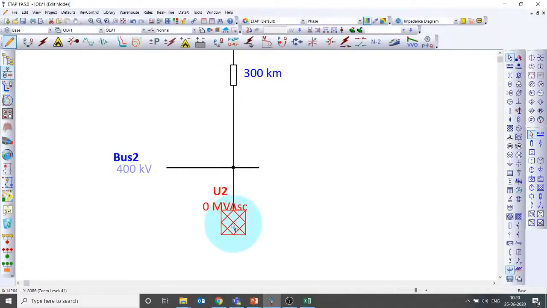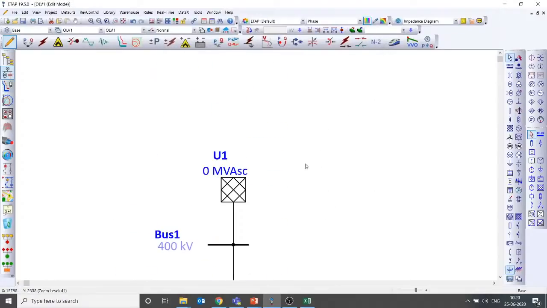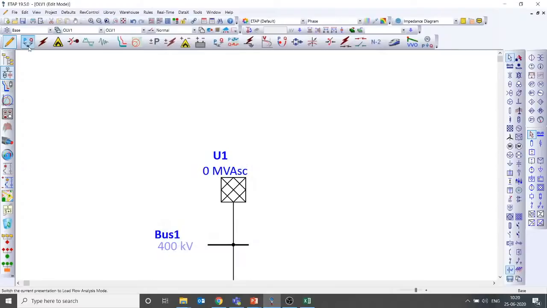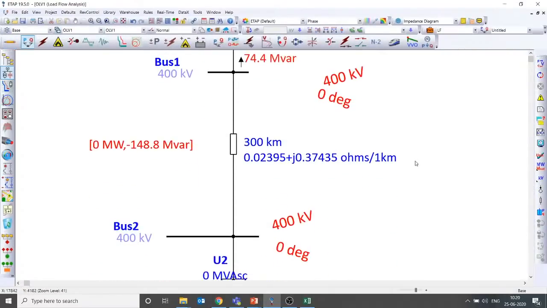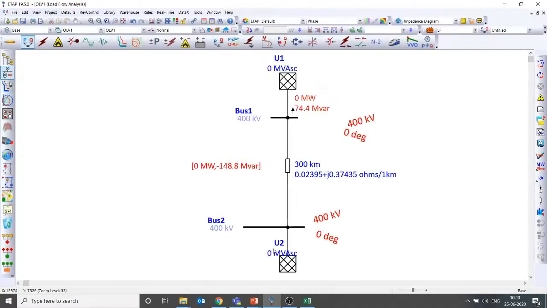Right, now I have two slack buses. If you want to check, this is also a swing bus or a slack bus. Here also it's a swing bus or a slack bus. Let me run a load flow. Yes, you can see now. Means the system is still running.